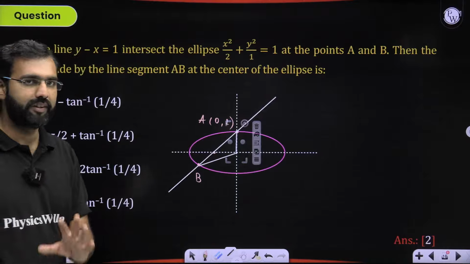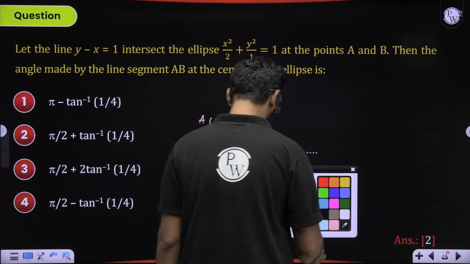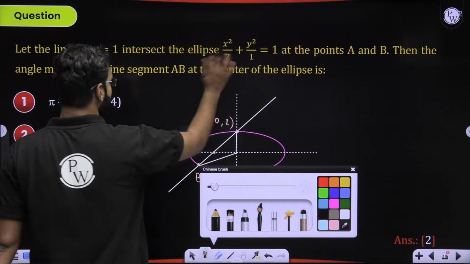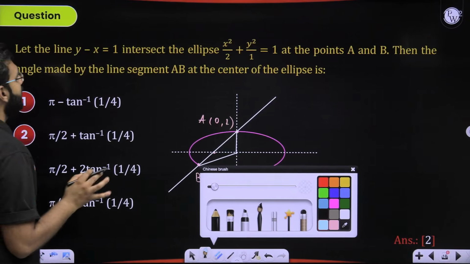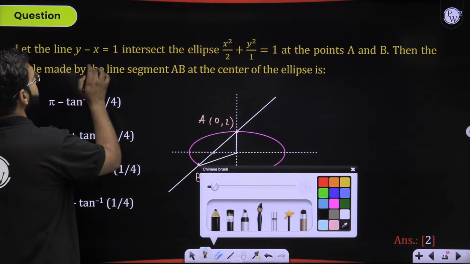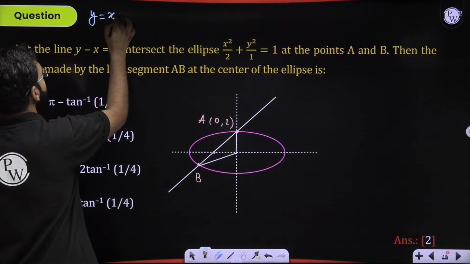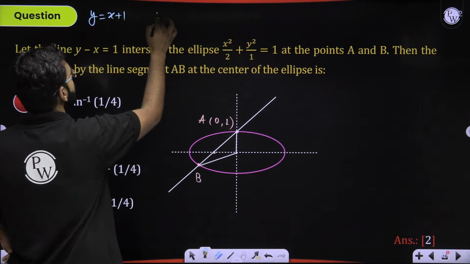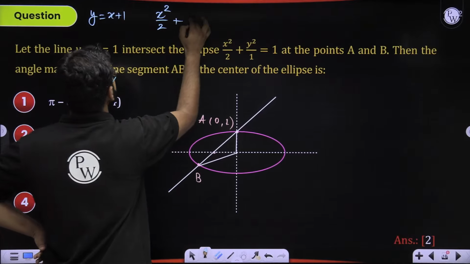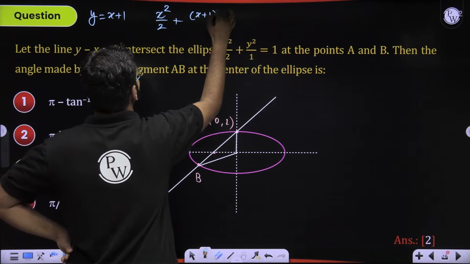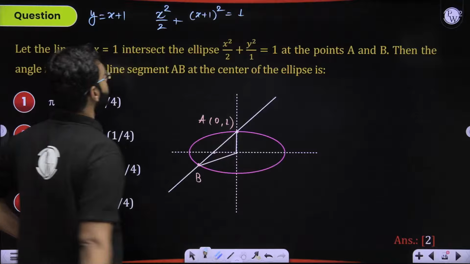I think you can do it within seconds if you approach this with the intent that, first of all, let's find the coordinates of B as well so that we get the idea. So what is y? y is basically x plus 1. So that y I'll replace here. So it is x square by 2 plus x plus 1 whole square is equal to 1. Correct me if I'm wrong.